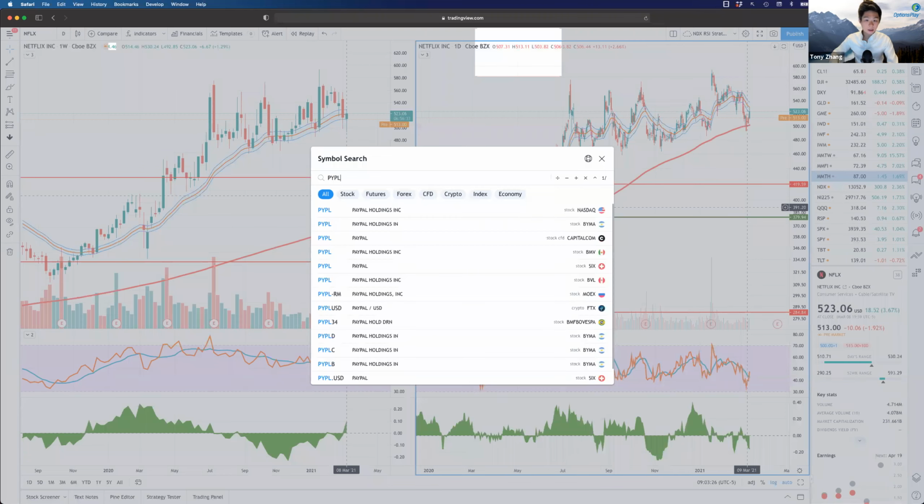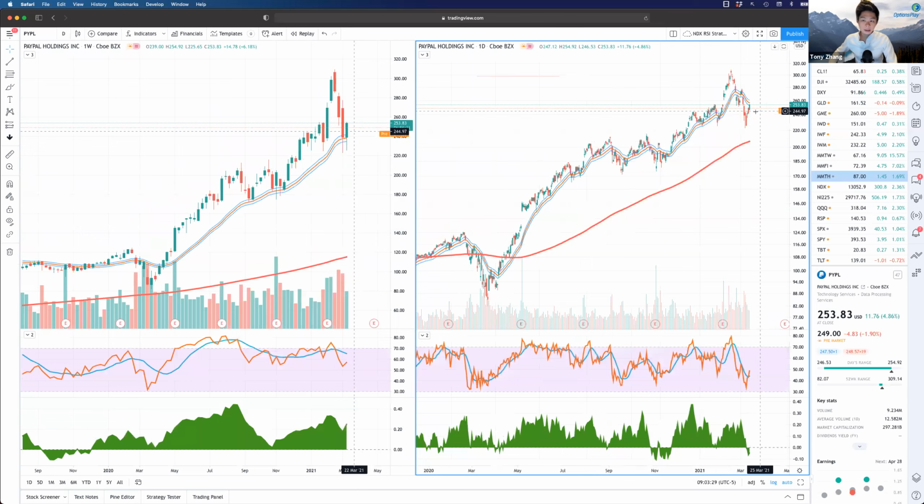PayPal. PayPal is similar to some of the other names that we have seen, especially out of ARK. You've seen a big move to the downside here. And just to put things into perspective, you have this 225 level that has managed to hold. This was the level that we've had here since December. I would like to see this break out above the 21-day moving average to potentially get back up to that 310 level here.